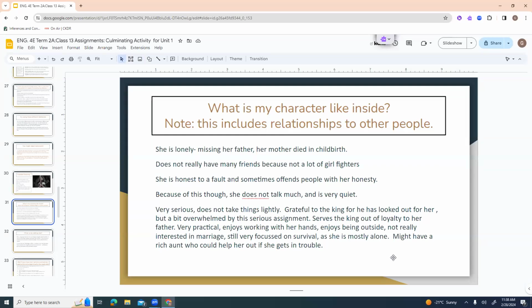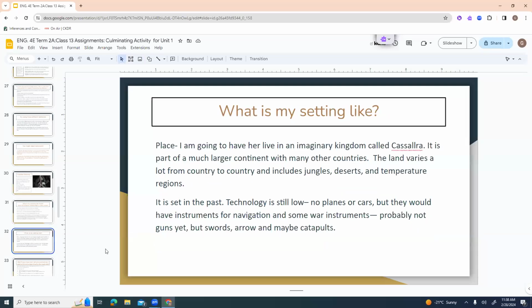Maybe she doesn't have a house because her dad lived at the castle with the king, right? Maybe they have a very small hut. Maybe she's kind of got the clothes on her back and a little bit of food. Maybe I give her a rich aunt who could help her out if she gets in trouble. That's a maybe. I don't have to put that in there. It's just kind of my way of having sort of an emergency rescue person, I guess. I want that there just in case I need to have it.